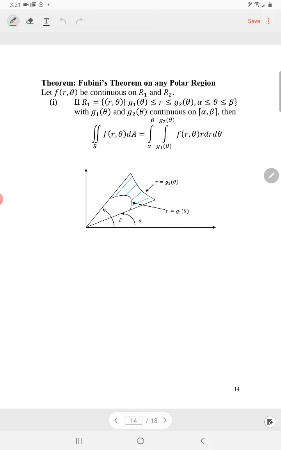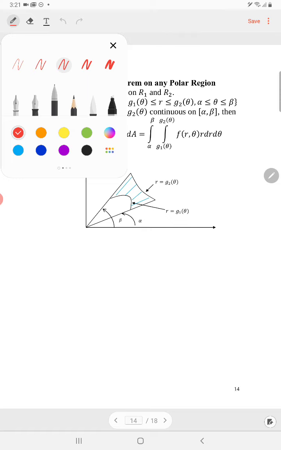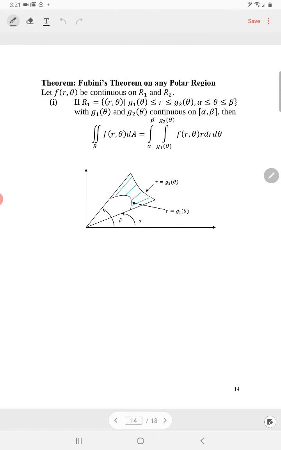Now let's look at a much more interesting region. I'm going to call it region R1. In region R1, we have the set of points r, theta, where r is from a function of theta, g1, to another function of theta, g2, and theta is from a constant alpha to a constant beta. If this is the case, if theta is from a constant to a constant, then the order of integration does matter. Your dA should be r dr d theta, so theta should be integrated last.